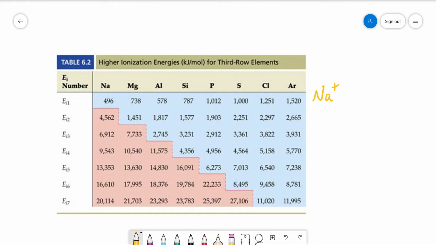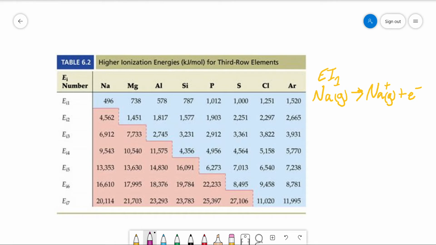If we have sodium, and it's a gas, just sodium, not sodium ion. It turns into an ion when it loses an electron. Okay, that's the first ionization step. So on this table, let's call it this, EI sub 1, first ionization energy.